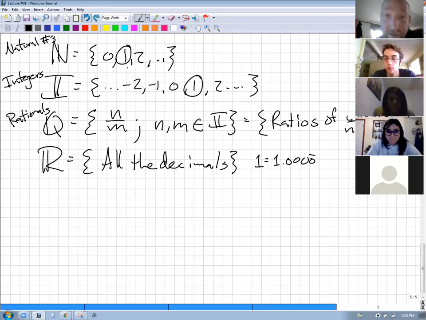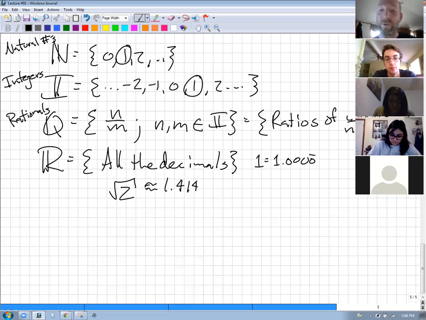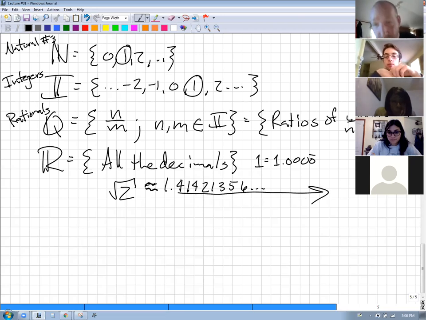be written as a ratio, like the square root of 2. If we plug that into our calculator, 2, and then I square root it, boom. This is approximately equal to 1.414. I used the squiggly equals because the square root of 2 is not exactly equal to this. It goes on and on, 2, 1, 3, 5, 6. The square root of 2 is a single number, but to write it down, you have to have an infinite number of digits, because it goes on forever and ever without a pattern.